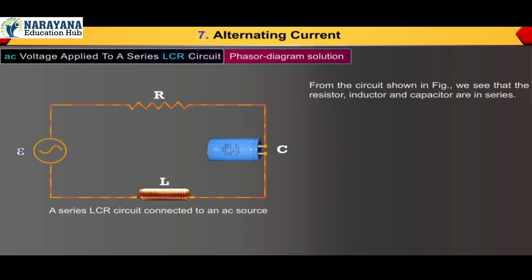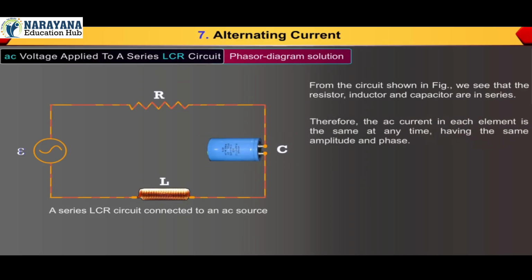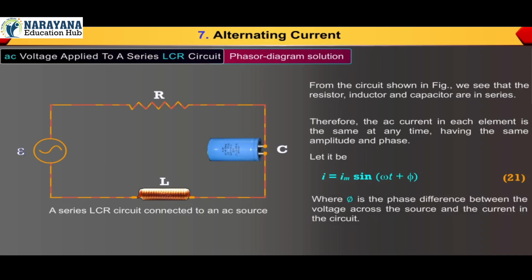From the circuit shown in figure, we see that the resistor, inductor and capacitor are in series. Therefore, the AC current in each element is the same at any time, having the same amplitude and phase. Let it be I is equal to Im sin omega t plus phi, equation 21, where phi is the phase difference between the voltage across the source and the current in the circuit.